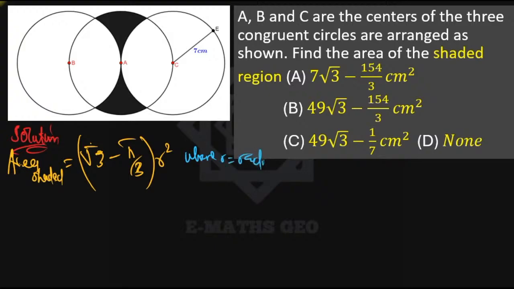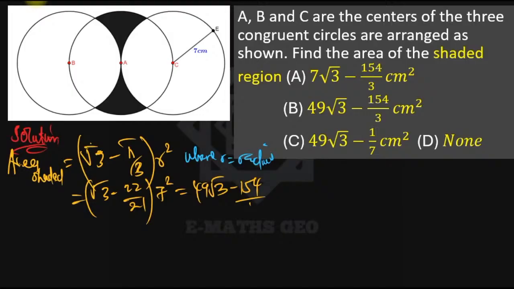From the diagram, the radius is 7. So I have 3 minus, since there is no pi in the options, we use 22 over 7, so I have 5 over 3 times 22 over 7 times 7 squared. And that gives us 14 over 3 minus 154 over 3. So that should be option B.